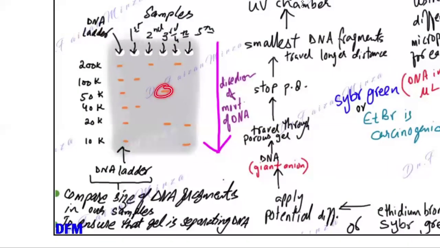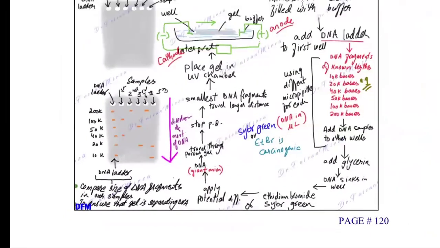What I'll do is compare the distance it has traveled according to my DNA ladder. If it has traveled the same distance as the one which was 50 kilobases, then this DNA here is 50 kilobases DNA. So this is how we can separate the DNA and compare the fragments with one another. And this can be picked from here and then placed in the PCR, as I've already discussed.